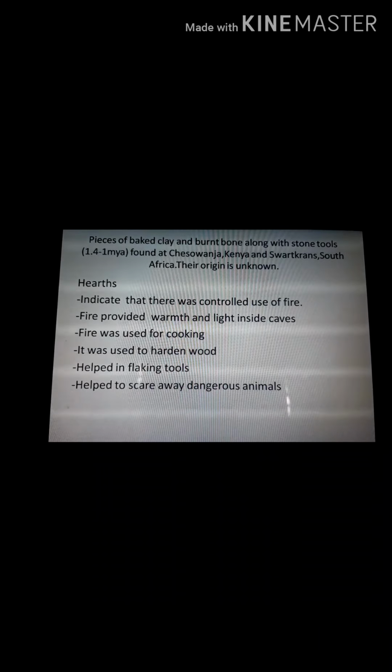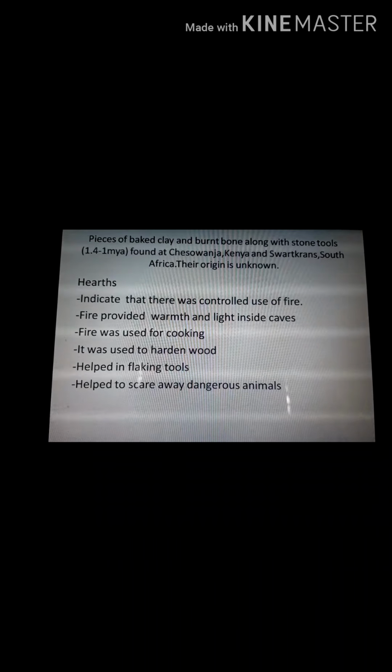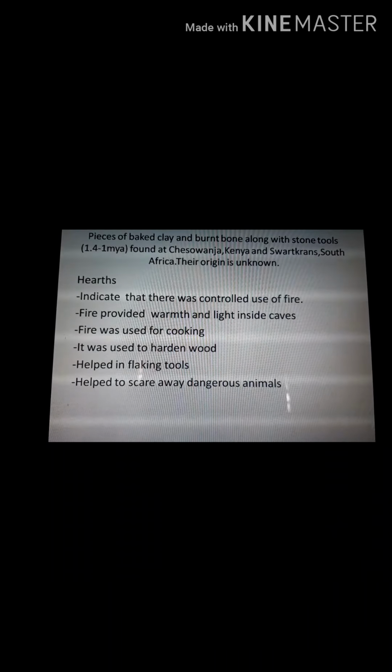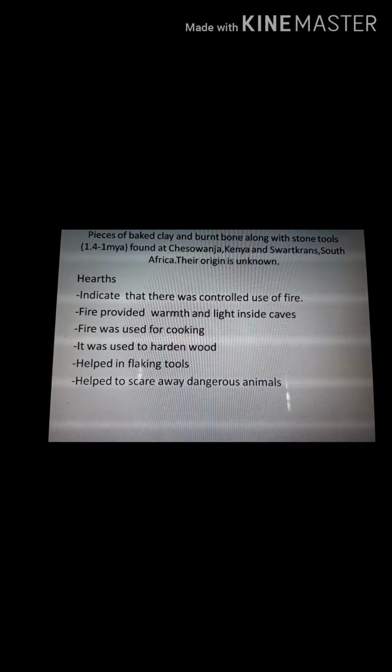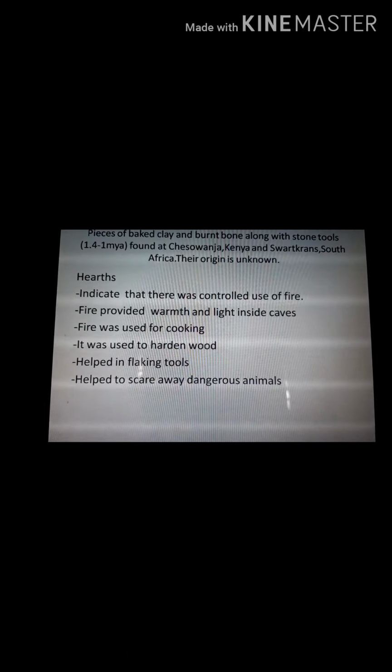Now, hearths. Hearths were also found inside the caves. They indicate that there was controlled use of fire. Fire provided warmth and light inside caves. Fire was used for cooking. It was used to harden wood. It helped in flaking tools, and it helped to scare away dangerous animals.